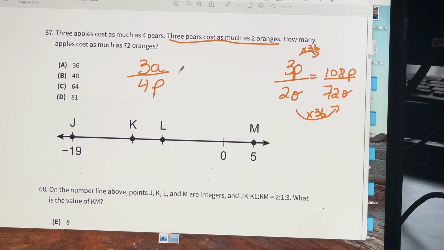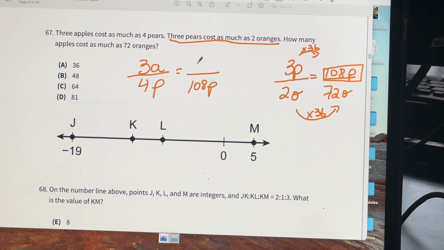Now I can use this information and put it over here. 108 pears is the same thing as 72 oranges. So if I know how many apples I need for 108 pears, then that would be an answer to the question, how many apples do I need for 72 oranges?